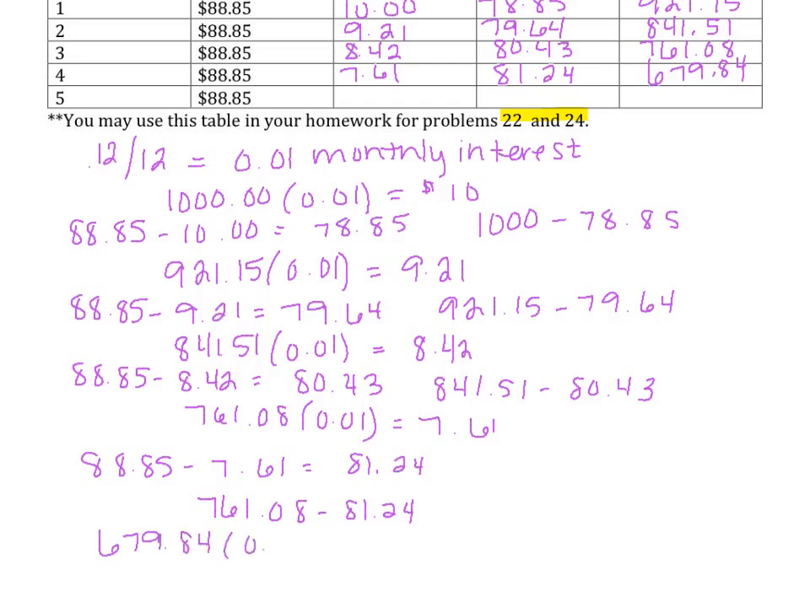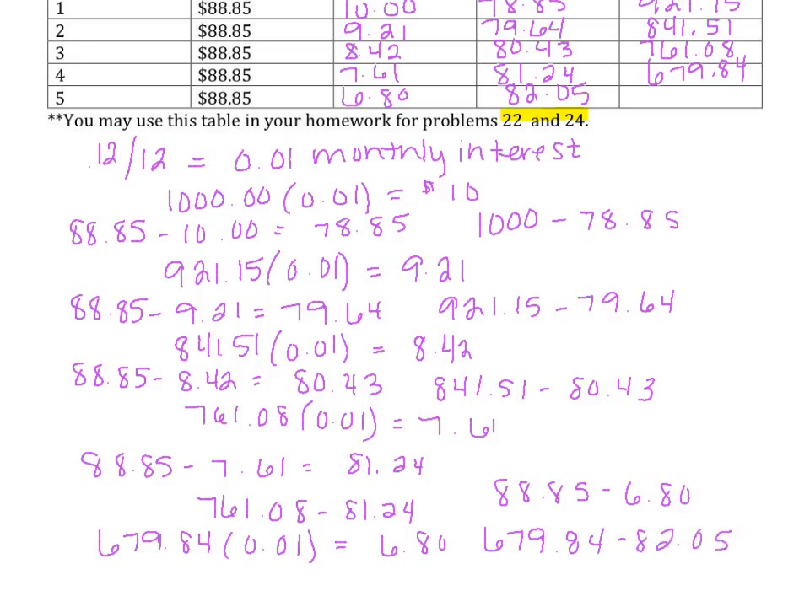And one final one, we have to take 679.84 and multiply it by 0.01 for our interest to be $6.80. And if we take 88.85 and subtract 6.80, we end up with 82.05. And then finally 679.84 minus our principal payment gives us 597.79.